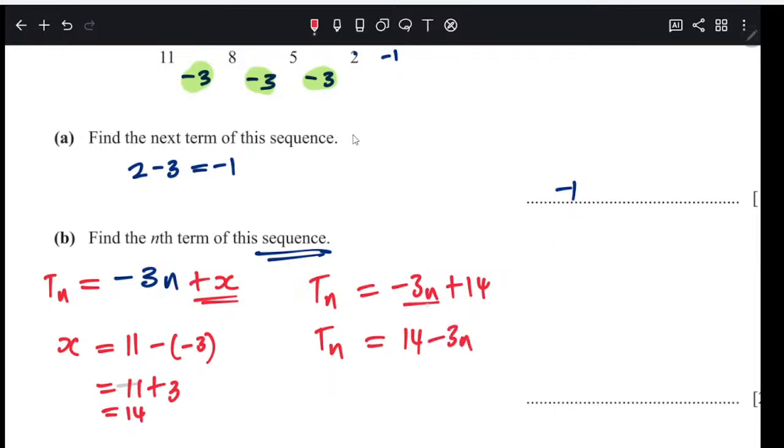That's better because the 3n is the one which is negative, so you can put it at the back. So it'll be 14 minus 3n. Are we together? This is the one I'm going to give you to do, which is a little bit on the easier side.